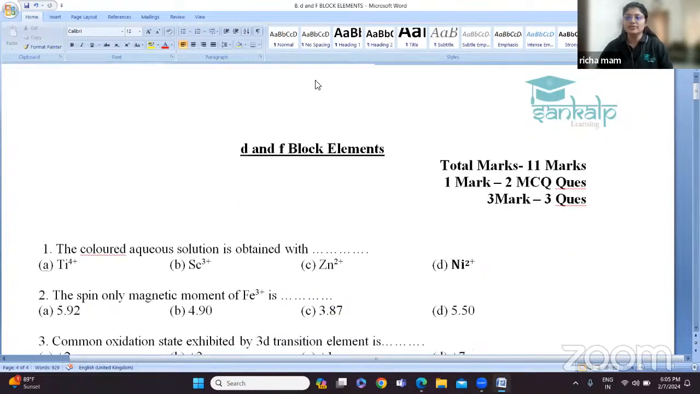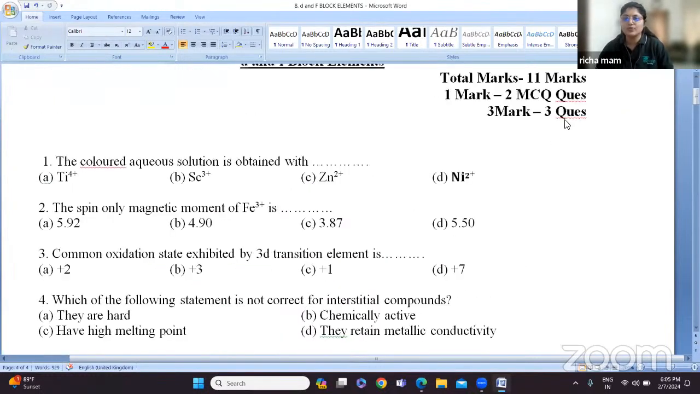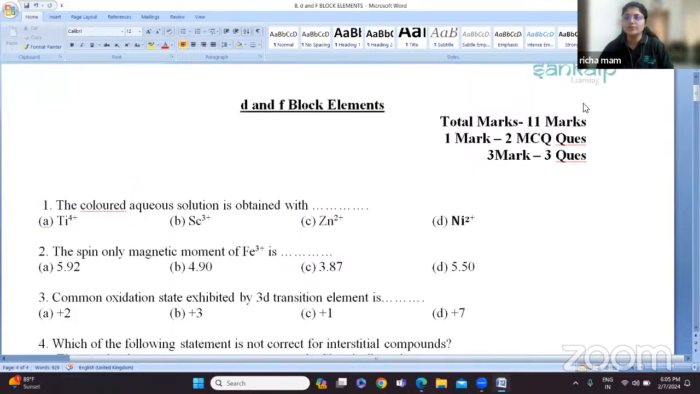Yes. So we have started the topic D and F block elements, right? We are going to continue with the same in today's class also. We know that the total marks allotted for D and F block elements is 11. Out of that, you'll be getting 3 questions of 3 marks directly, and 1 mark, that is 2 MCQs. So 9 plus 2, 11 marks. The total marks allotted for this particular chapter is 11 marks.